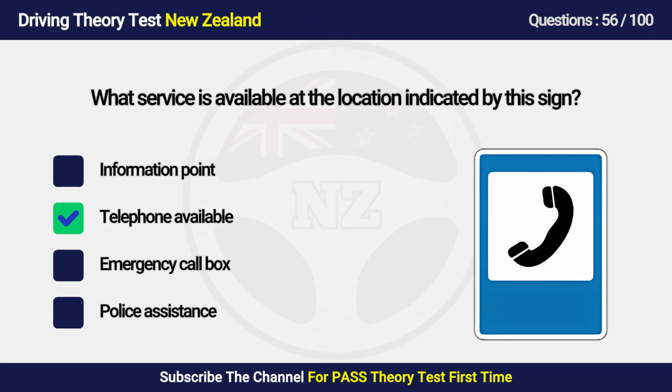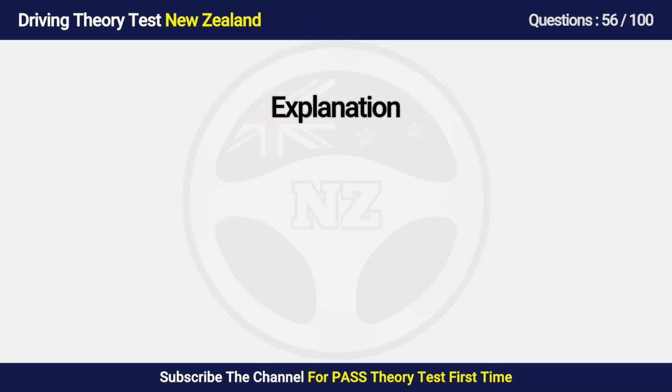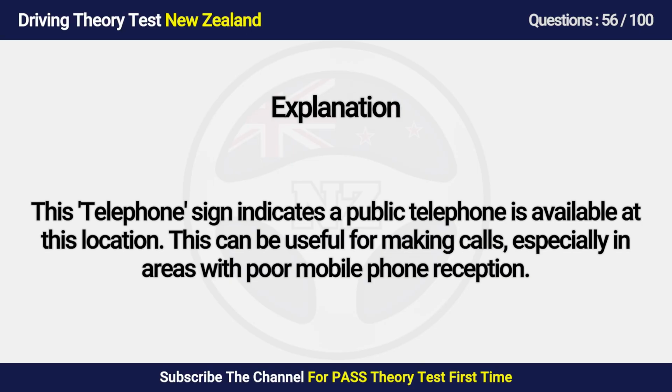Answer is B. Telephone available. This telephone sign indicates a public telephone is available at this location. This can be useful for making calls, especially in areas with poor mobile phone reception.